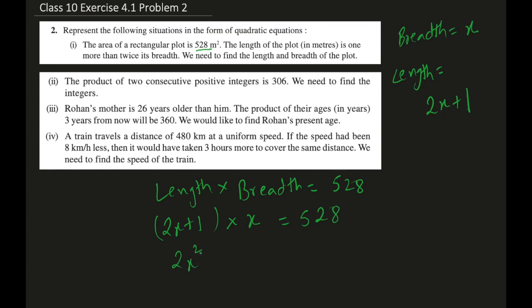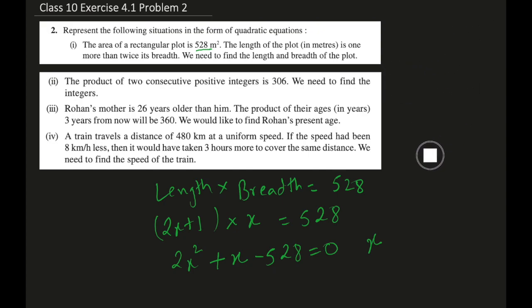So it is 2x square plus x. This 528 can come on the left side, so minus 528 equals to 0. This is the form of quadratic equation where x is the breadth. If you solve this, you will get the value of x, that is the breadth. Then you can get the length by this formula. By the time you can attempt the second question, then we will solve the second question.